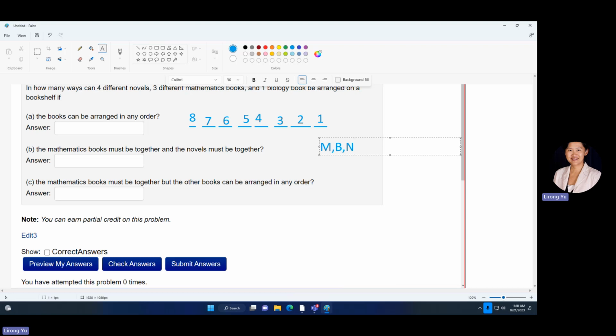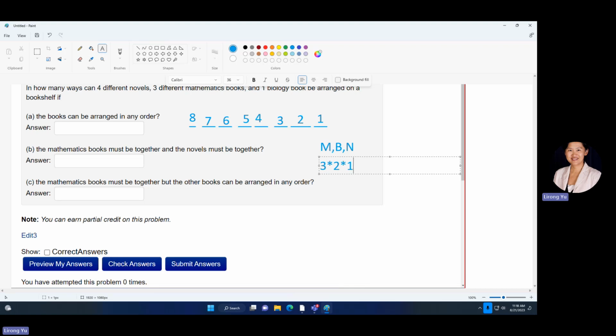Now, you can have math and then biology and novels, or you can have math, novels, and biology, or you can have novels and math and biology. So this is kind of an arrangement of three things. So you have three spaces to choose from. The number of choices for rearranging three things is 3 times 2 times 1. That's how many choices we have.